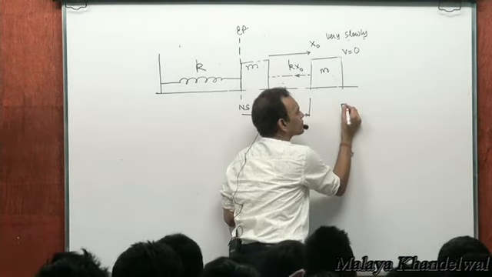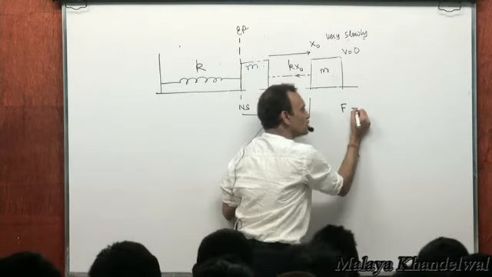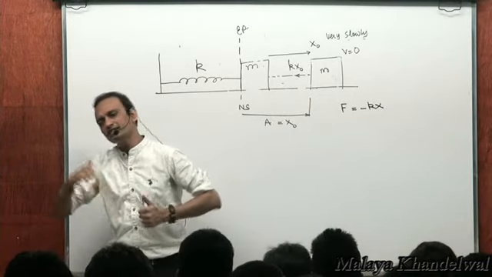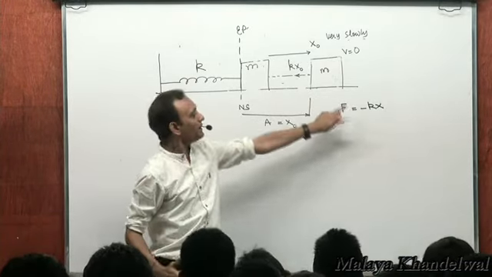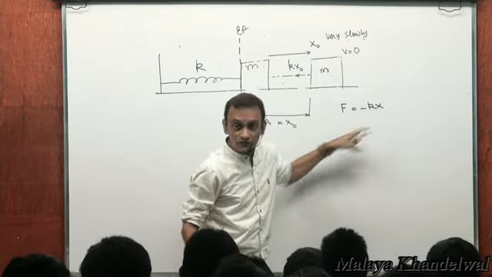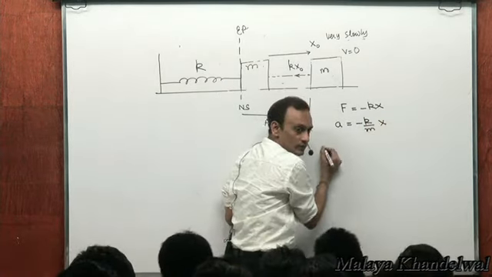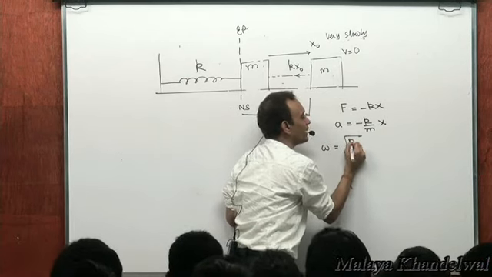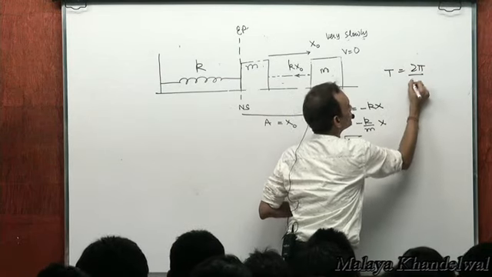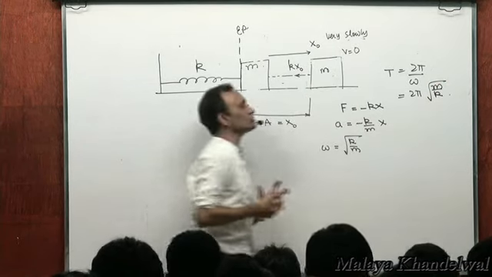If I pull it very slowly by an amount 2x naught, then the amplitude would be 2x naught, right? Let's say at any given instant the mass is x units from the mean position, the force acting on the particle could be described as minus kx. Since it's leftwards, the minus sign, and directed towards the mean position, therefore restoring. K is the force constant of this motion. Acceleration then would be minus k by m into x. So omega of this motion would be root k by m. The time period of this motion would be 2 pi by omega, which is 2 pi root m by k.